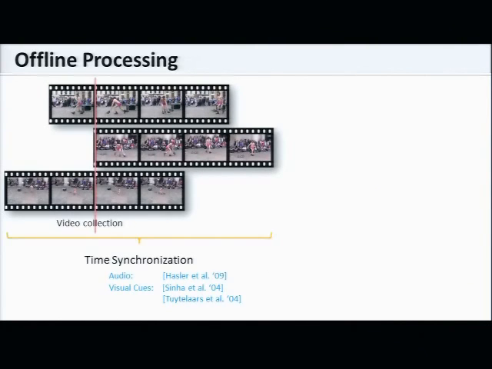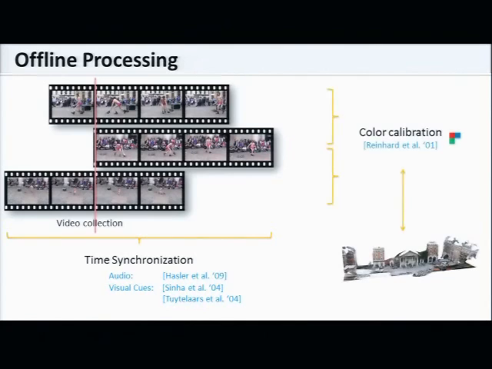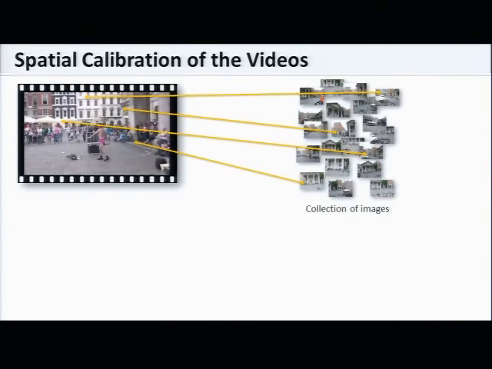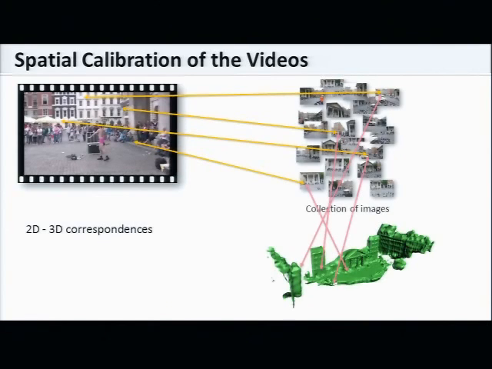Then we took the video collection and synchronized it using audio. Obviously, audio has some problems; you can use other visual cues. Then we color calibrated each video stream with respect to each other and with respect to the textured geometry. Then we spatially calibrated each frame in each video with respect to this geometry. To do this, we established correspondences between the frame and the images that we used to reconstruct the 3D geometry.